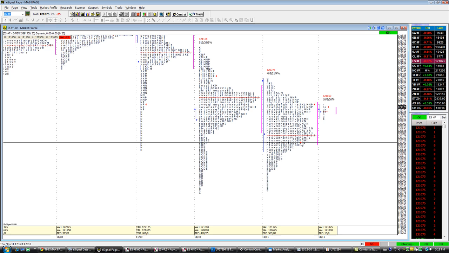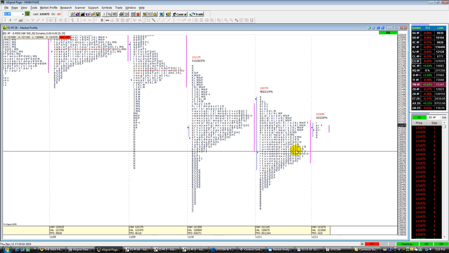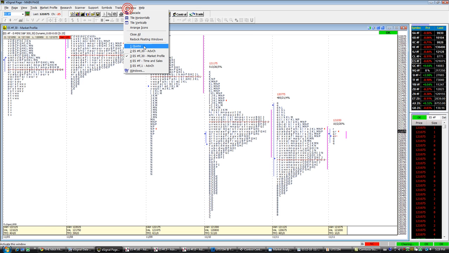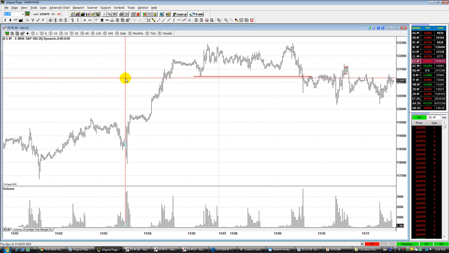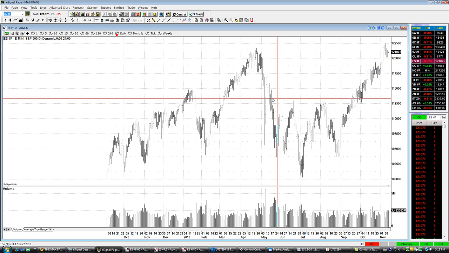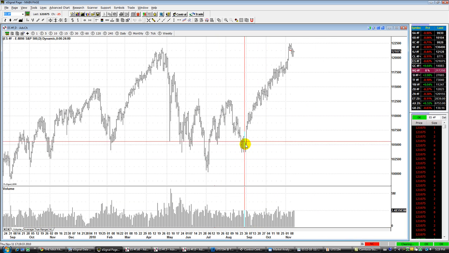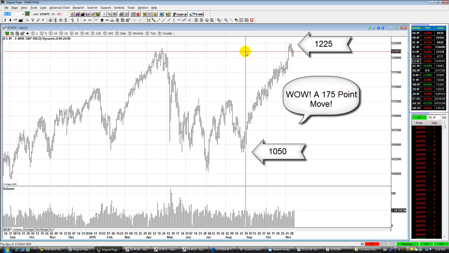Okay, so let's dive right into the trade that I'm looking at in the S&P 500 futures market. Let's just go back onto a bar chart and look at what phase the S&P 500 is in. So let's go all the way back into a daily. You could see from September, this market has been rallying from 1050 all the way to 1225. That's a good 175 point move in about 2.5 months.